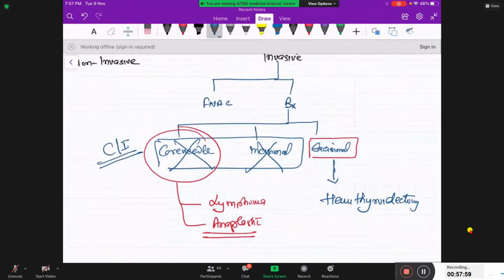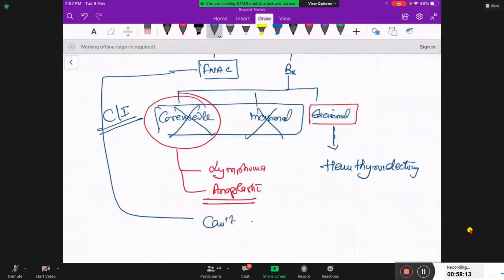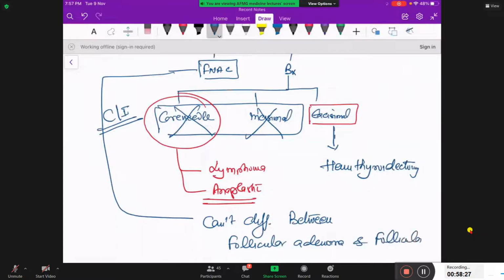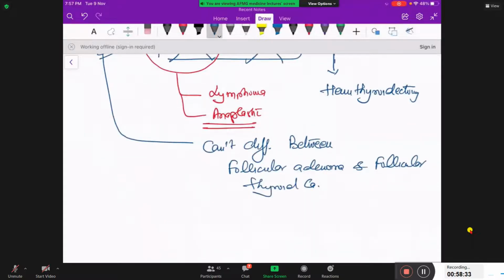And one thing more we should know here in invasive investigations: FNAC, important to note, in thyroid cannot differentiate between follicular adenoma and follicular thyroid carcinoma.